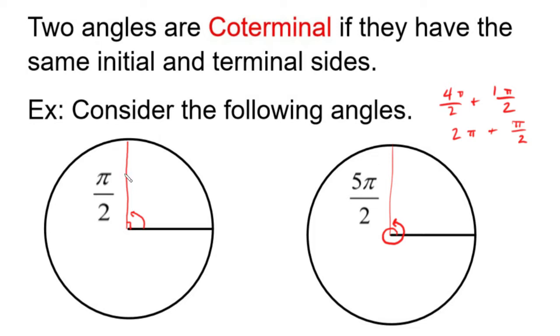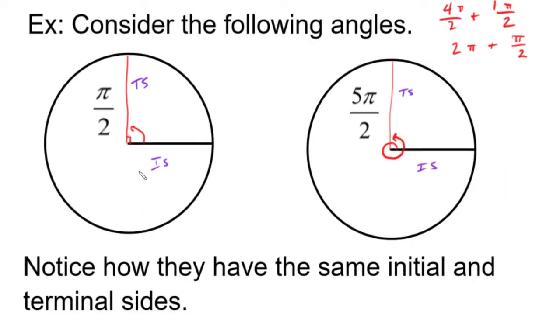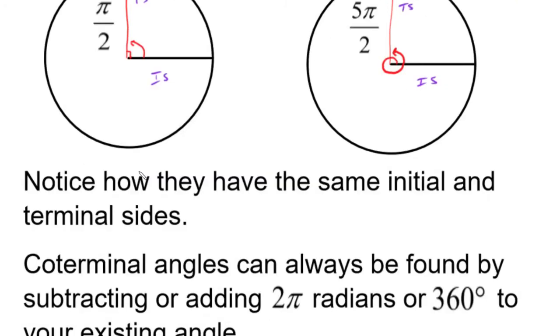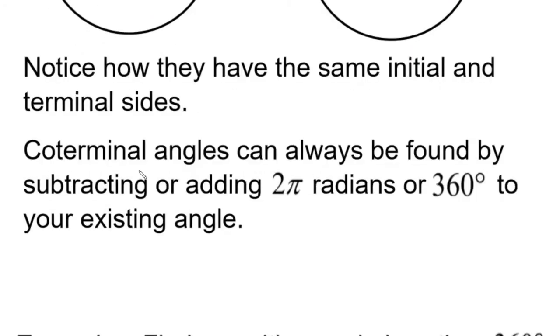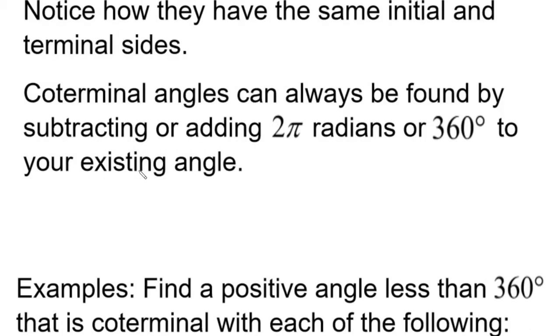These two angles, here's your initial side, here's your initial side, here's your terminal side, here's your terminal side. The position of the initial side and the terminal side is identical. The only difference is the number of rotations you created to get to that point. These are called coterminal angles. So we're going to go through some examples. Notice how they have the same initial side and terminal side. Coterminal angles can always be found by adding or subtracting 2 pi radians or 360 degrees to your existing angle.